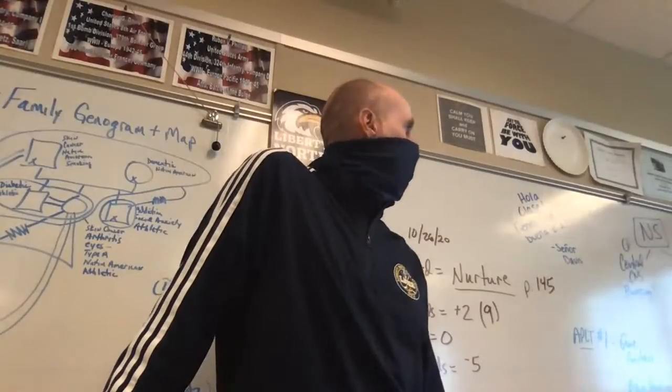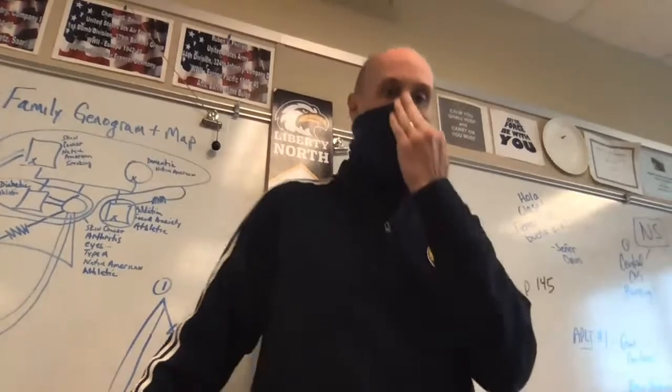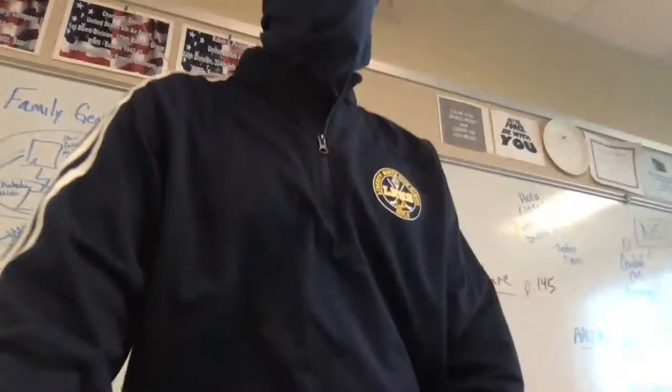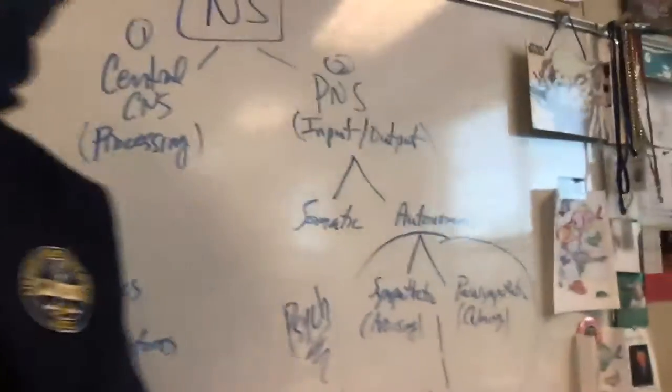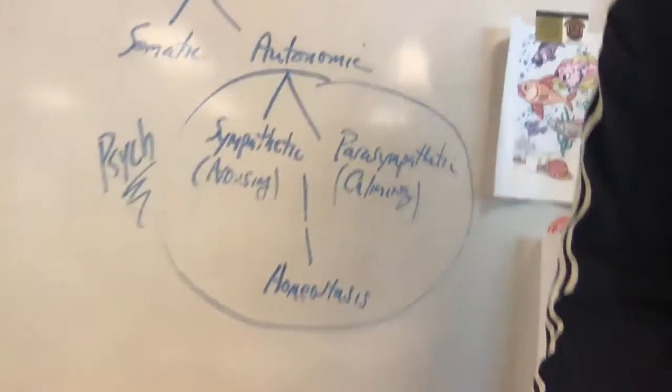Okay, and then the last part, which is very important, which is why I have it circled, and we will refer to these two divisions of the nervous system quite a bit, and that is my sympathetic and my parasympathetic nervous system, okay, which are part of my autonomic.